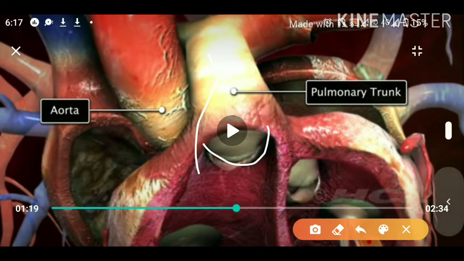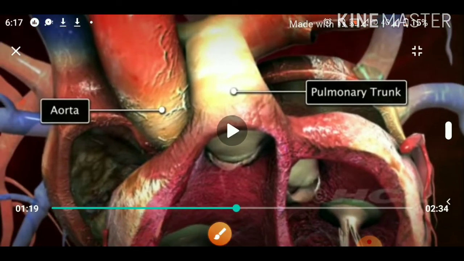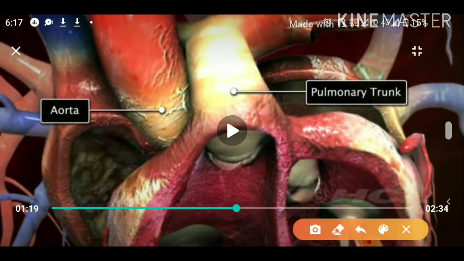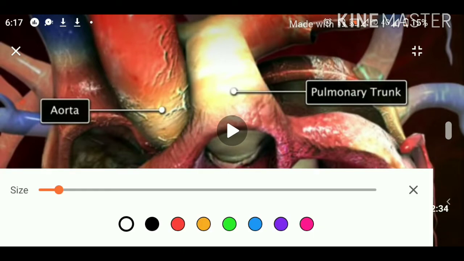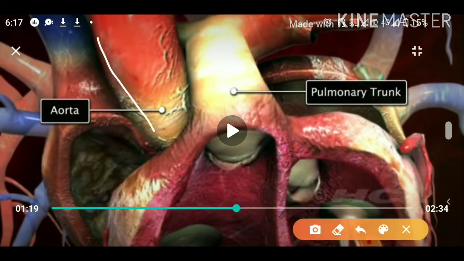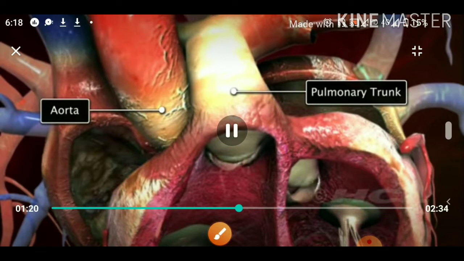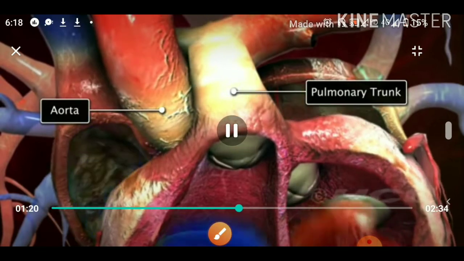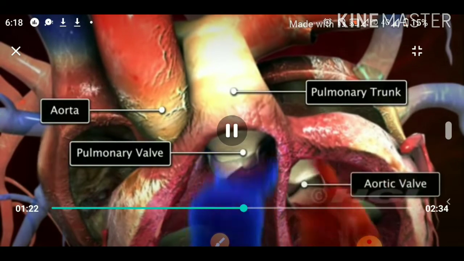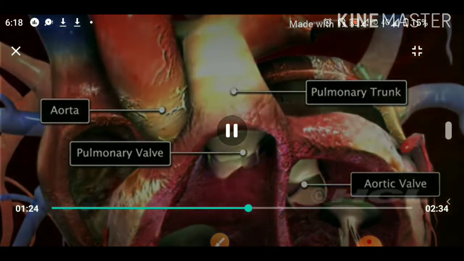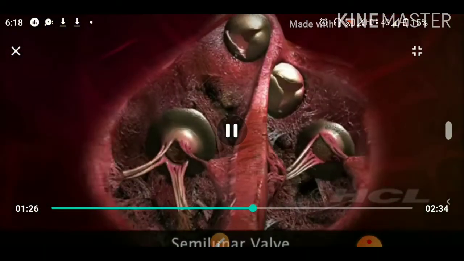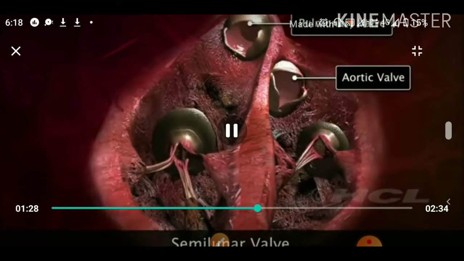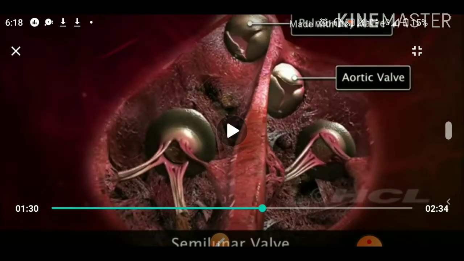This is aorta which carries oxygenated blood to different parts of the body. This is pulmonary valve and this one is aortic valve. Now these are semilunar valve. This is aortic valve.